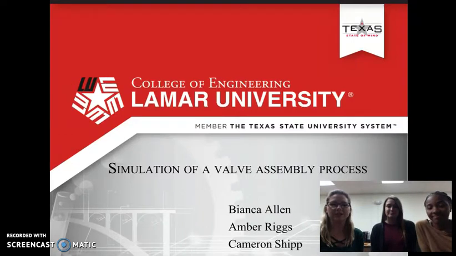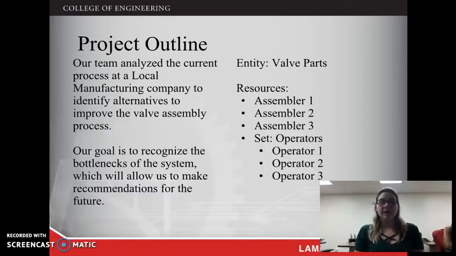This is our presentation over a simulation of a valve assembly process. Project outline: our team analyzed the current process at a local manufacturing company to identify alternatives to improve the valve assembly process. Our goal is to recognize the bottlenecks of the system, which will allow us to make recommendations for the future. Our entity is the valve parts. Our resources include Assembler 1, Assembler 2, and Assembler 3, and a set of operators, which are made up of Operator 1, Operator 2, and Operator 3.